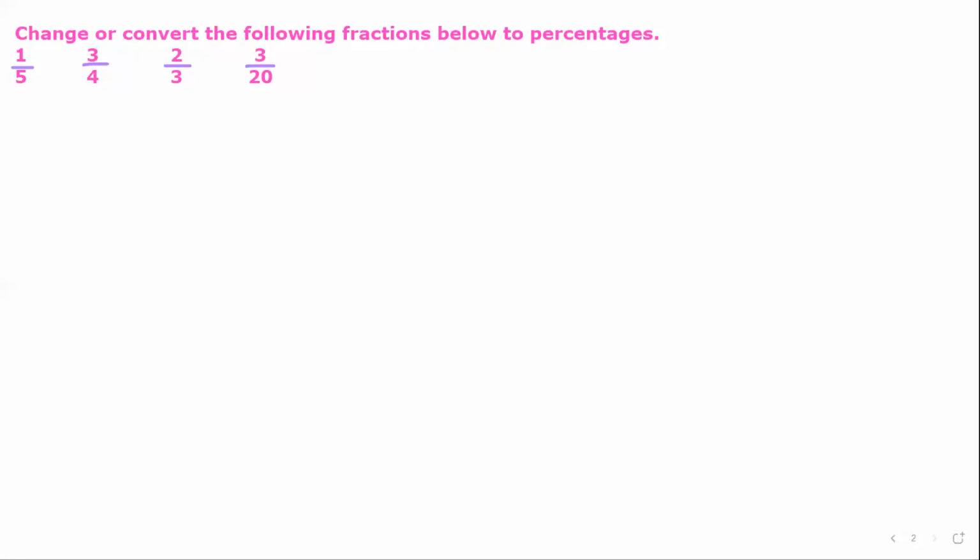Now, example: change or convert the following fractions below to percentage. The first one is 1 out of 5, 3 out of 4, 2 out of 3, 3 out of 20. We are going to change all these fractions to percentage.